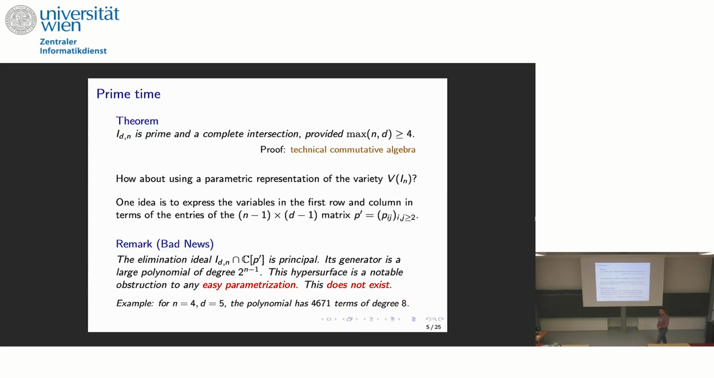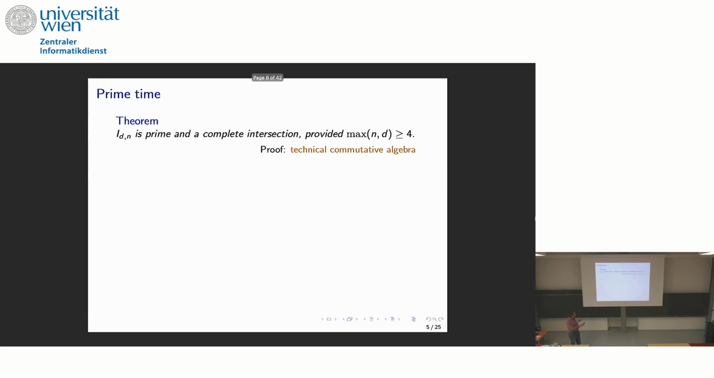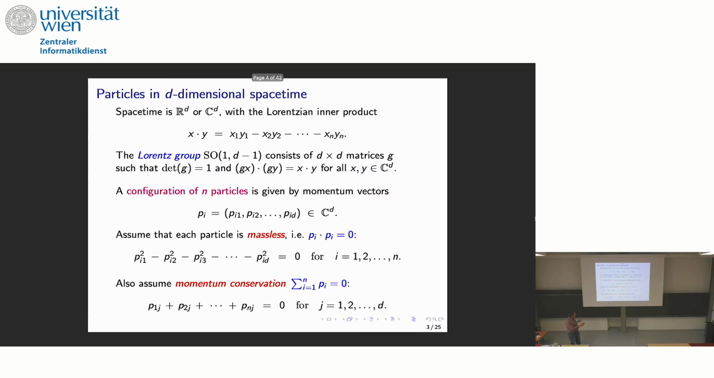Okay. Yes, Balázs. The given generators generate the prime ideal. So the theorem is that these blue things and these blue things generate the prime ideal and they are a complete intersection, if d and n are at least 4. It's the right number. There are n equations here, there are d equations there. So it's n plus d, and that's the right number. What you see is what you get.